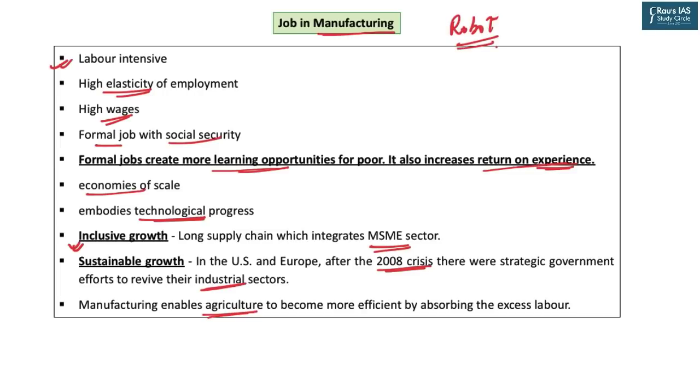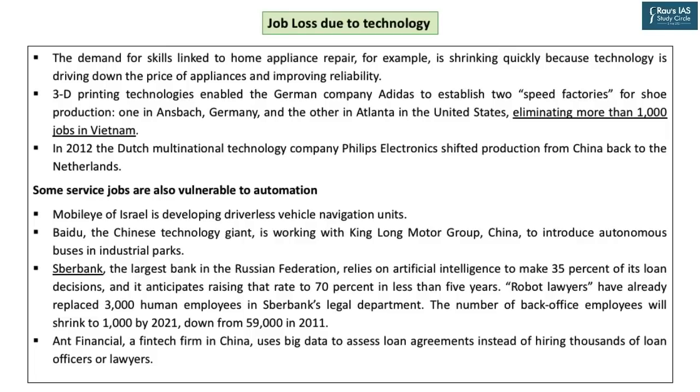And when it was used for the first time, the purpose of it was made absolutely clear: these are being made to work, and the ultimate aim would be to replace human beings. So it shouldn't come as a surprise that machines are taking away the jobs. Job loss due to technology is a reality. The demand for skills linked to home appliance repair is decreasing.